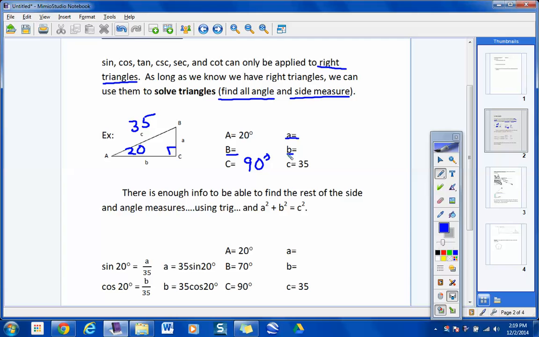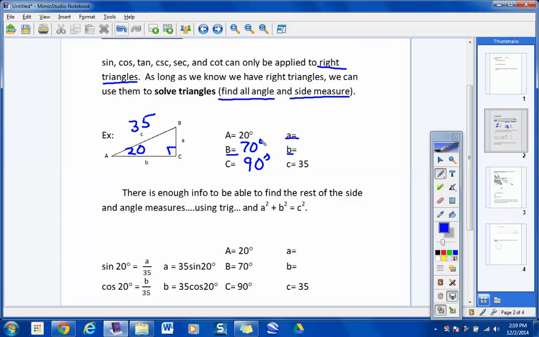It has to be 70 because all three angles are going to add up to how many degrees? 180, right? So if I add these two values together right here, what's 20 and 90 going to add up to? Well, it's 110. 110 from 180 would be what value? 70 degrees. And I believe that's written right down here at the bottom in our notes already, isn't it?